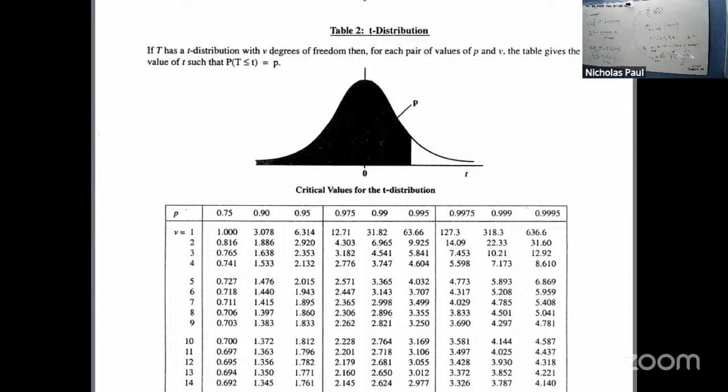How do you know that you have to use a t distribution? Simply, you recognize you have to estimate sigma and n is small.